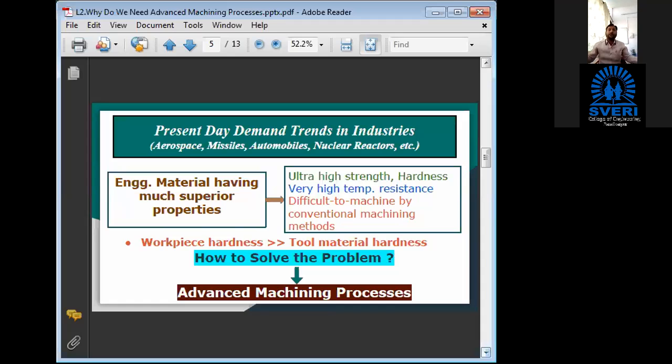Now, which components have such high property requirements? I will give one example. Here I will take the example of the turbine blade, because of the way they operate.